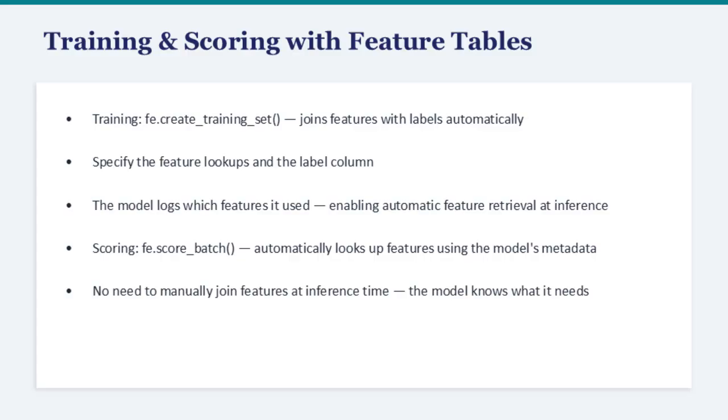For scoring, you call fe.scoreBatch. This method automatically looks up the features that the model needs using metadata logged during training. You don't need to manually join for features. The model already knows what it needs. This is a powerful pattern that we are looking at here. The feature lookup is defined once during training, and then automatically it gets replicated during inference. It actually eliminates a whole class of bugs where the wrong features or wrong transformations are applied at serving time.